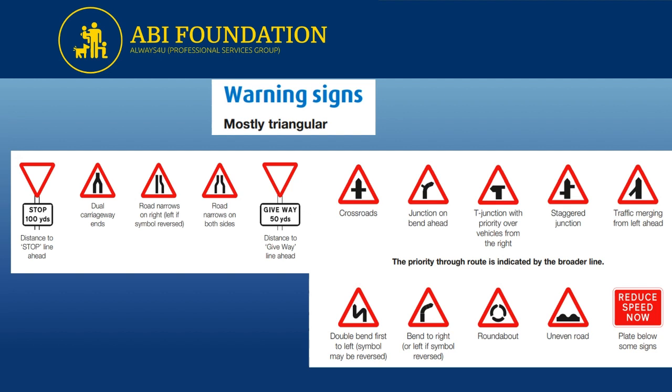Dual carriageway. That means we have two roads. Now it is becoming a single road. Road narrows. Road narrows on both sides. Give way. There is a crossroad ahead. There is a T junction. There is a staggered junction. There is traffic merging from the left. There is a double bend.